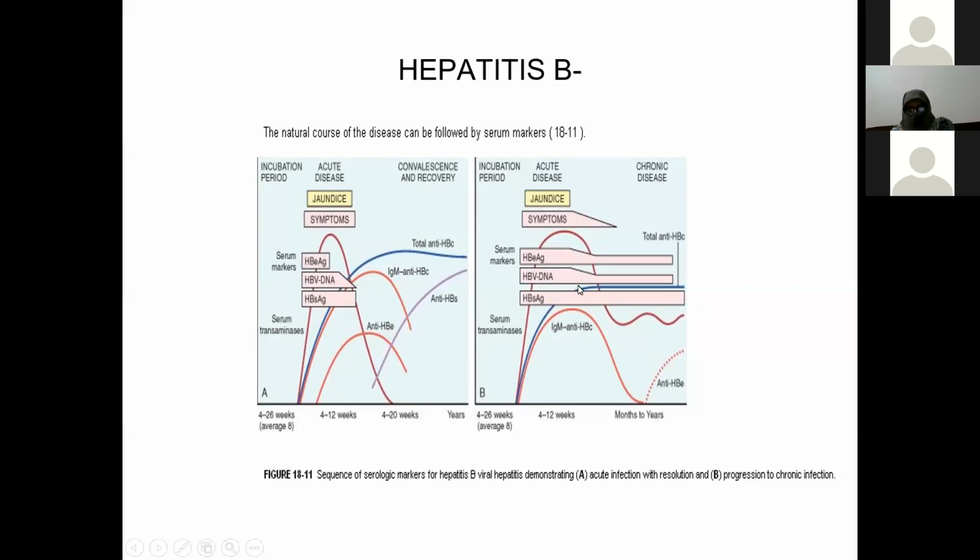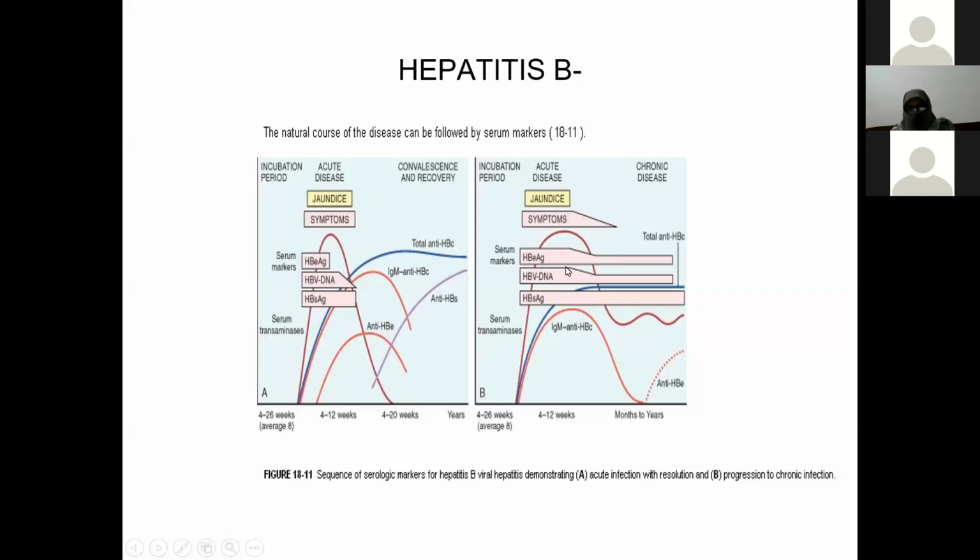Sorry, there is problem with my internet connection. So you can see over here, the bars are going on like this. If you compare it with this, what you can see over here, that the bars have stopped prolonging. Here the bars are prolonging. What do these prolonged bars indicate? These prolonged bars indicate that the virus is replicating.